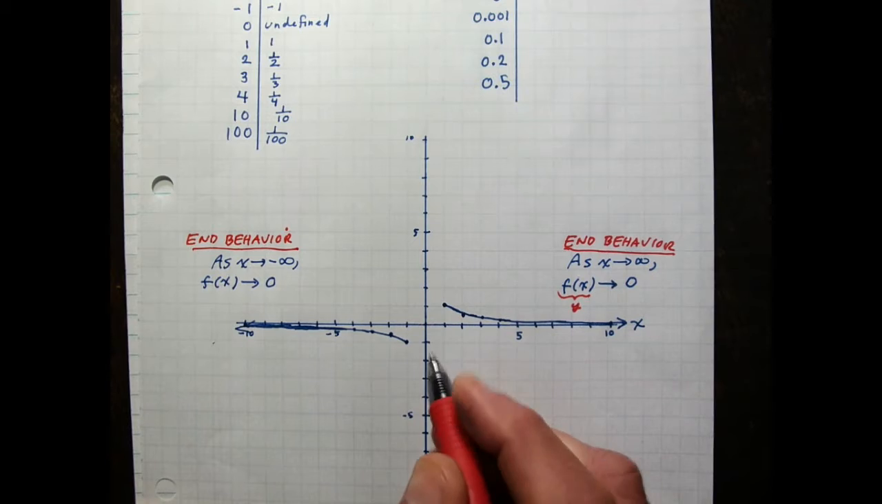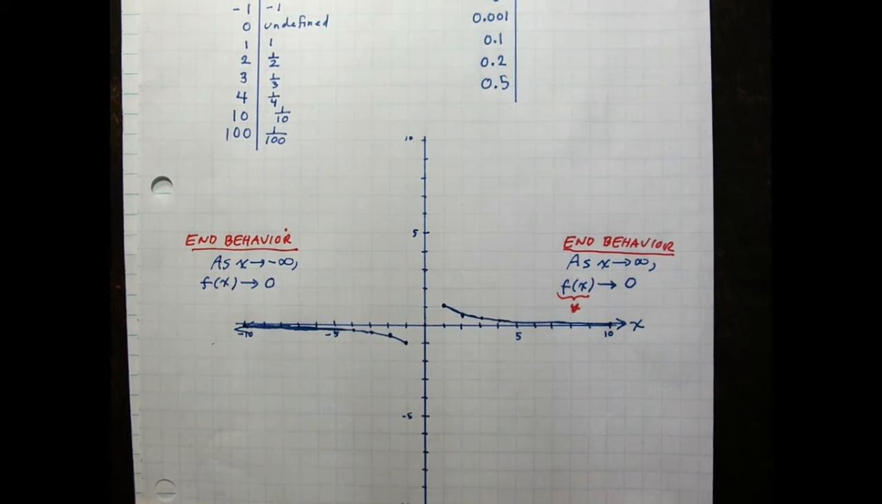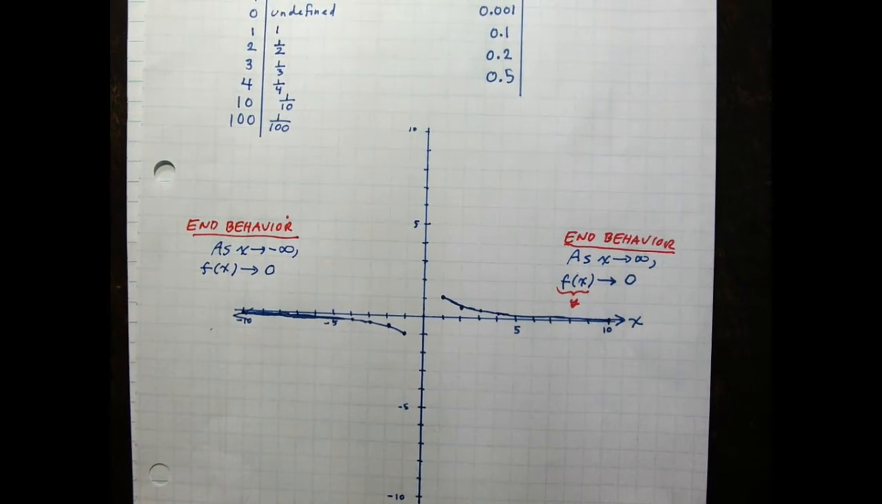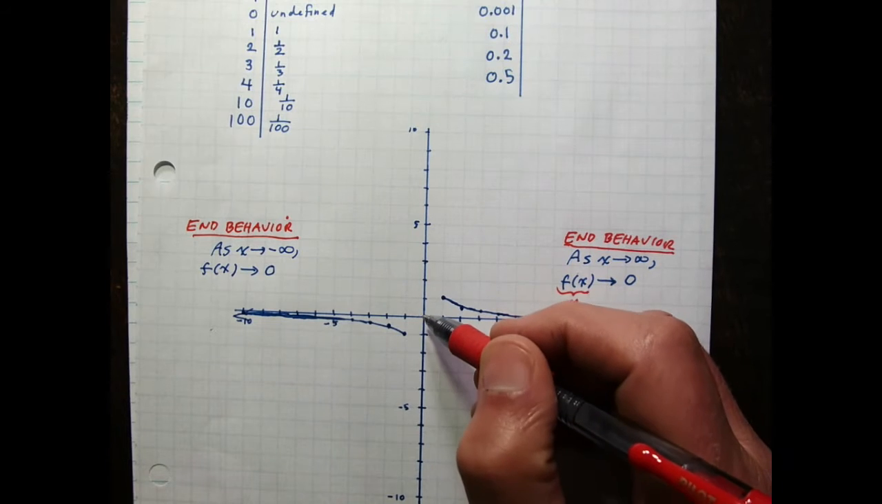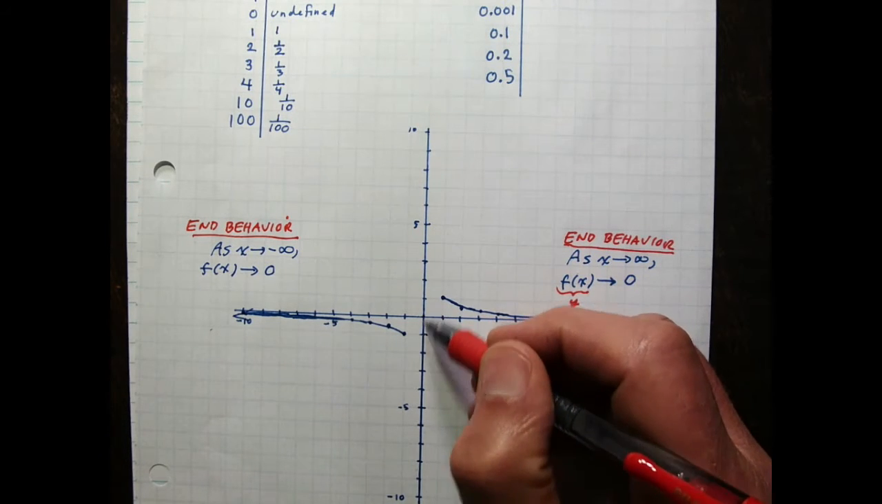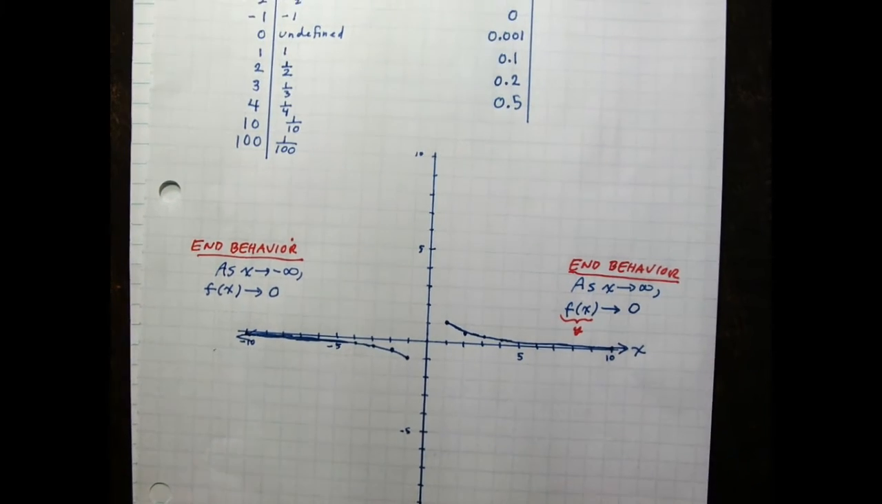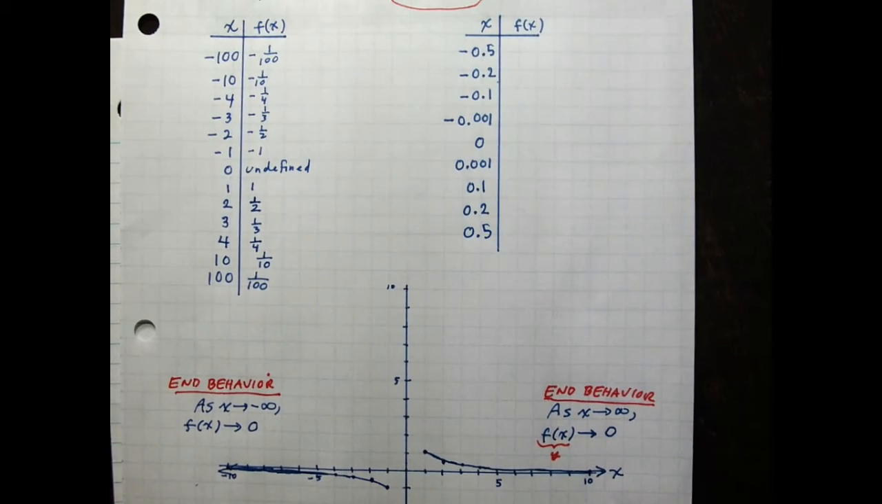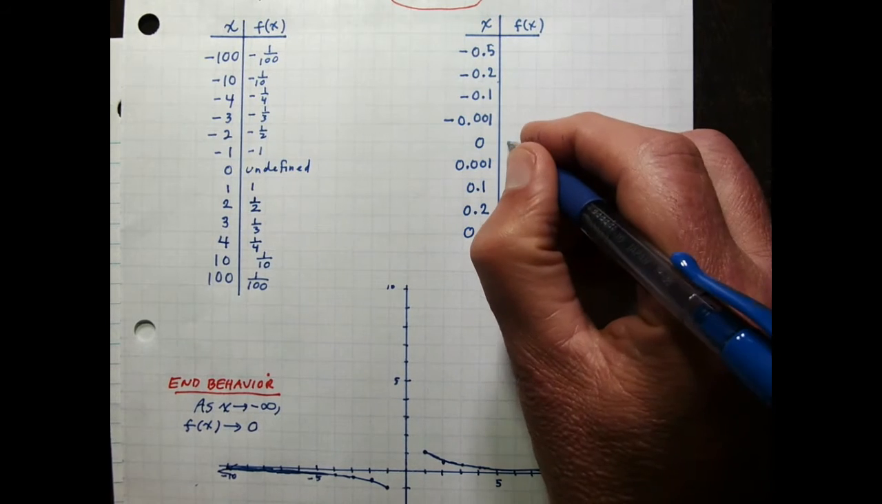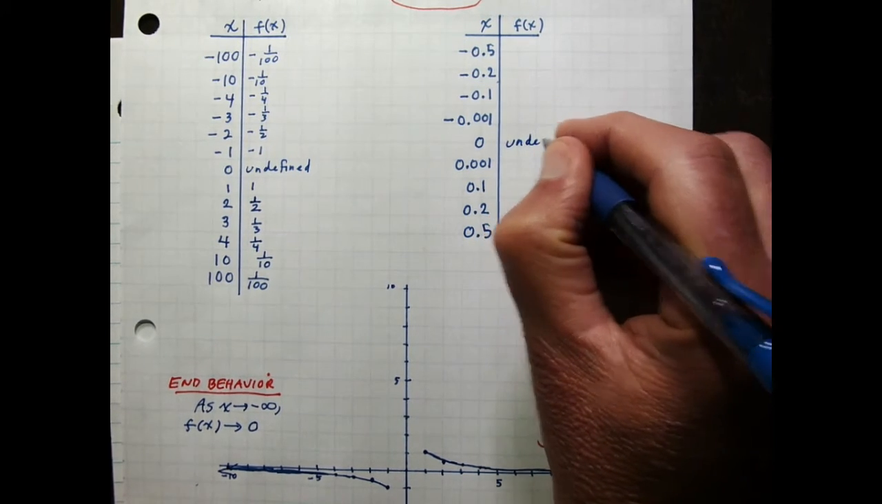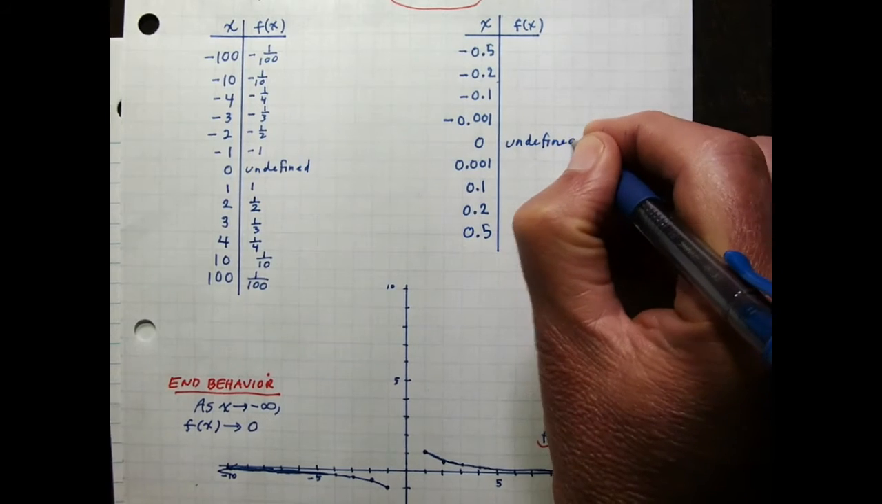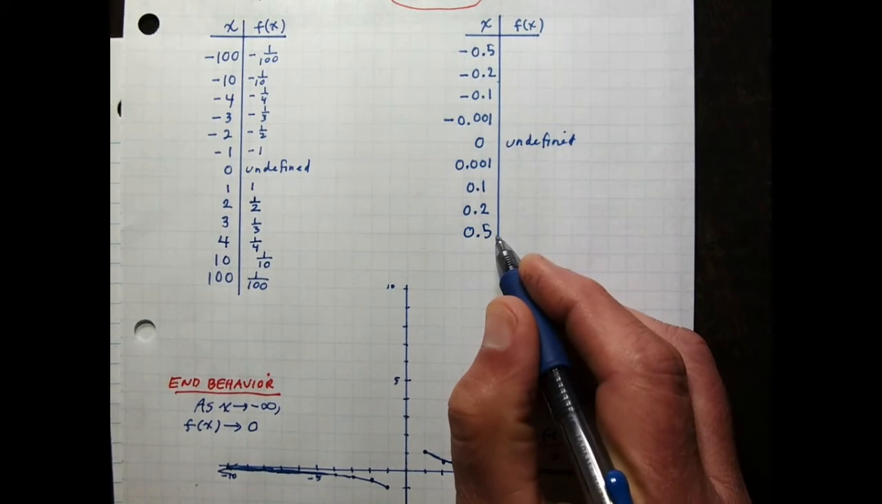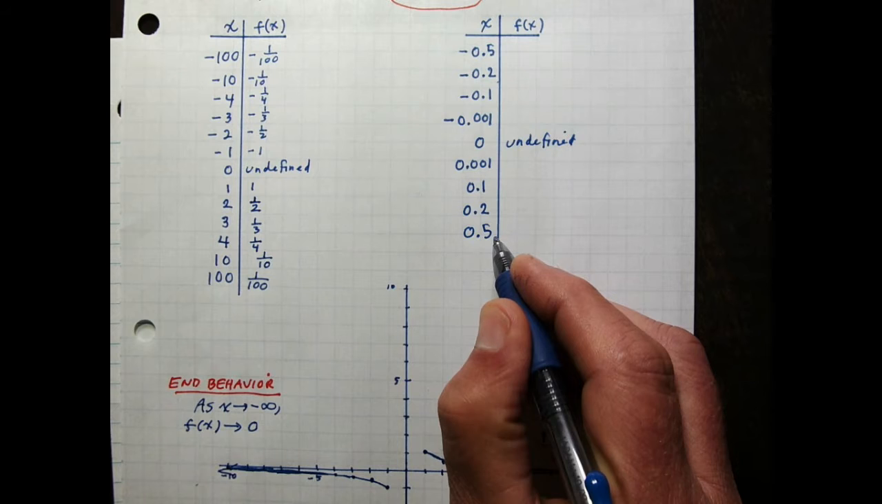And now we got to think about what in the world is going on here in the middle of the graph around the y-axis. I can't plot a point when x is equal to 0, right? And that's why I have some more values here on my table that I'm going to plug in. Now remember, at 0 we're undefined. And maybe, again, I'll start with these positives first.